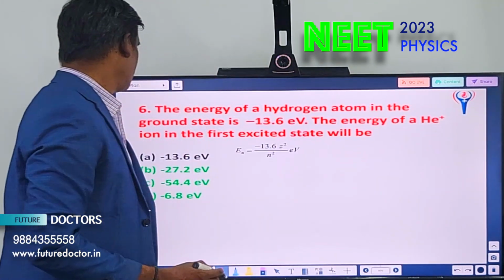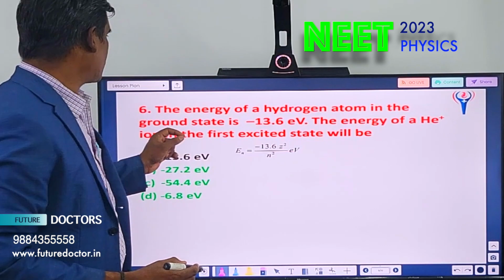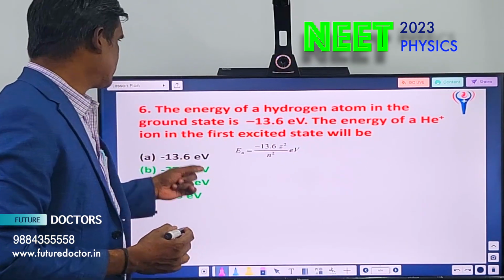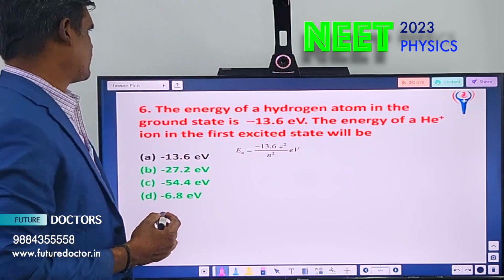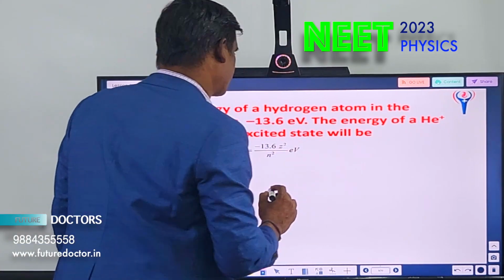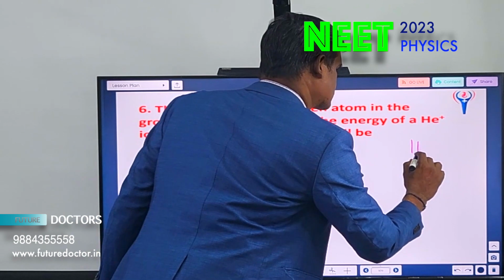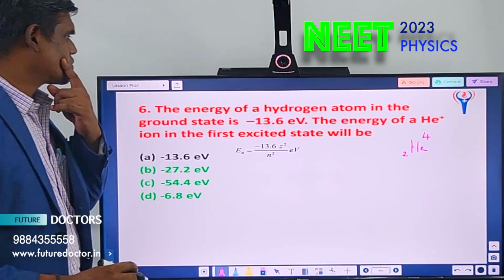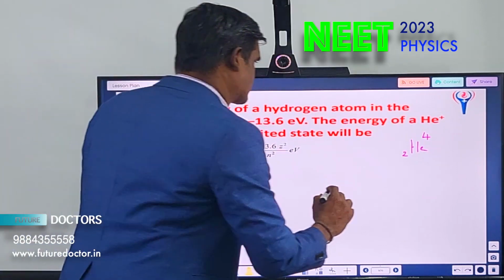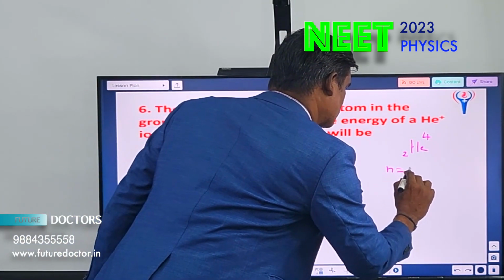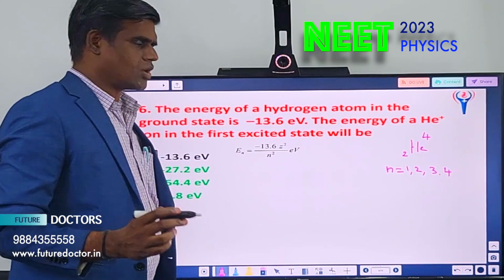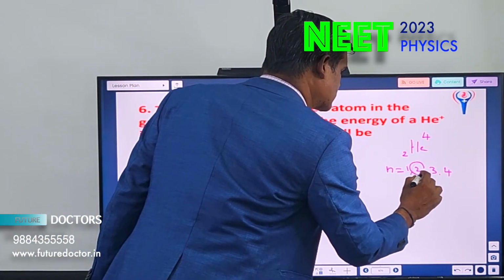Let's move to question number 6. The energy of a hydrogen atom in the ground state is minus 13.6 eV. The energy of the helium ion in the first excited state will be dash. That is for helium atom, Z equal to 2, as already discussed, He(2,4), and mass only 4. First excited state: n equal to 1, 2, 3, 4, etc. n equal to 1 is the ground state. n equal to 2 only is the first excited state.